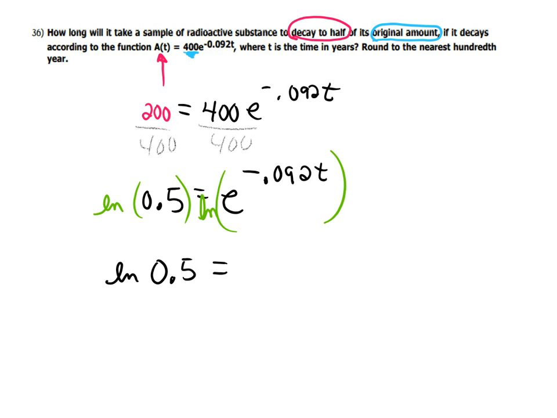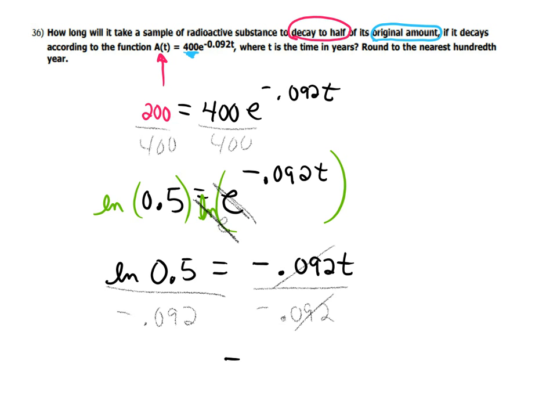And then over here, remember there's really an invisible e right here. So this natural log of base e will cancel out this base e, and you're just left with the exponent of negative 0.092t. And now all I have to do is divide off that coefficient of negative 0.092. So that cancels out. So it's me and my calculator at this point. Round to the nearest hundredth. When I divided, I got 7.5342, and it just went on from there.